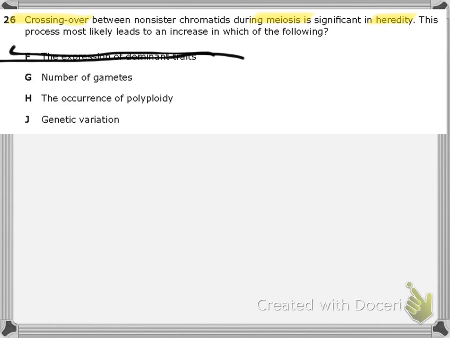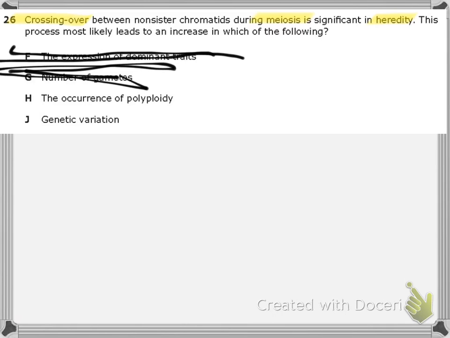Okay, let's look at G. Increases the number of gametes. Well, no, again, you just want a sperm cell and you want an egg cell, and those combine to form a baby, right? So the gametes don't really increase. So let's rock and roll and get that out of here.